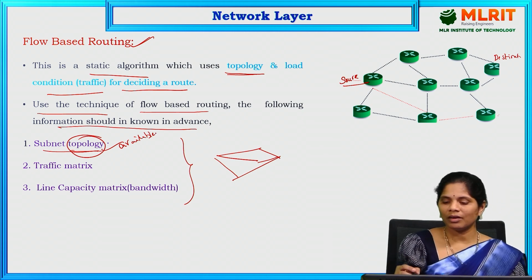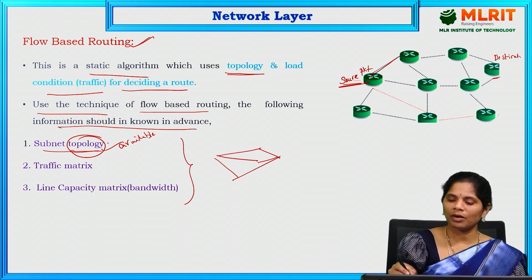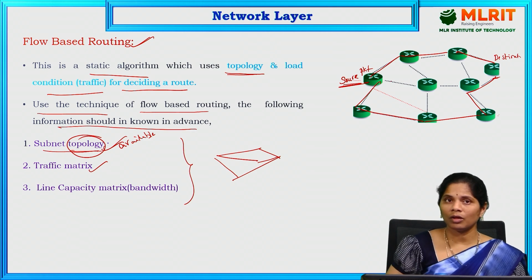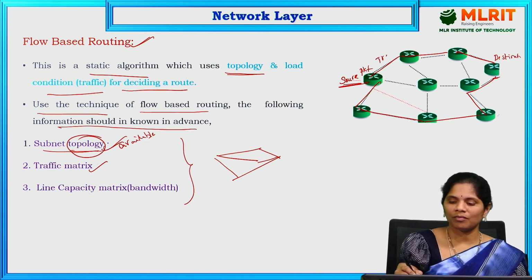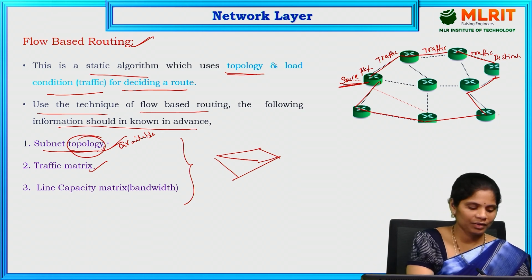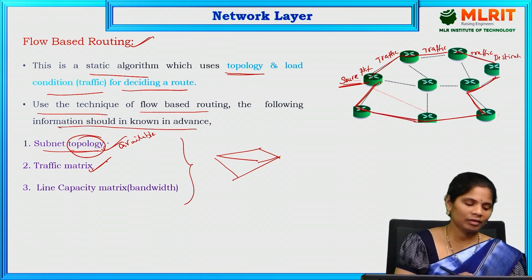If you want to send this particular packet, what routes are available for sending the data to this destination? Here a number of routes are there. That is the subnet topology. Next is the traffic matrix. Suppose a number of routes are there, that is okay. Which route has more traffic? Suppose if we consider this route, this is full of traffic. Next, we have to go for the least cost one. Means if this route doesn't have any traffic, we can choose this route. That is the traffic matrix.